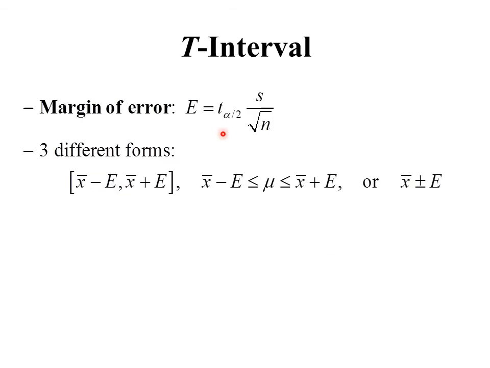Now, this quantity t times s divided by square root of n that appears on both ends of the confidence interval is called the margin of error and denoted capital E. So then in this notation, our confidence interval can be written in three different forms. This first form is the form that's given in the definition, x bar minus E up to x bar plus E. This second form is the same, just given in inequality notation. And the last form is simply x bar plus or minus E. In our calculations, we're going to use this form. I like this because I think it more explicitly says what the confidence interval means.